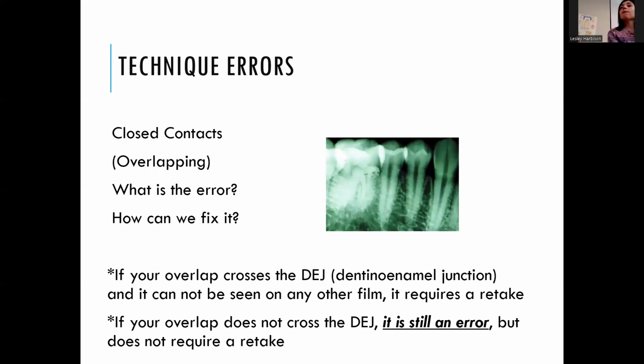If there is a vertical angulation error with a bite wing and the crowns are kind of overlapping each other, is it still a third?